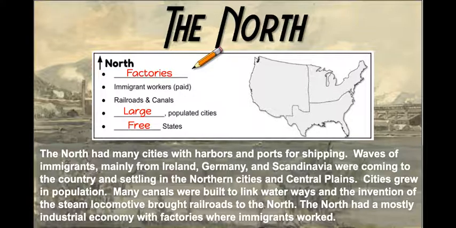So in the North, we have factories and a lot of immigrant workers. Immigrant workers are paid. They came to America from a different country and they're living and working in the United States. We have a lot of railroads and canals, those waterways. We have very large populated cities. Think of New York, Philadelphia, and Chicago. Even Minneapolis and St. Paul are getting bigger at this time. And the region of the North is also made up of free states. So we don't have slavery in the North.